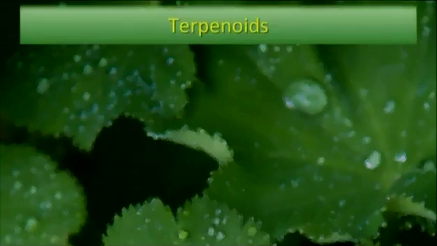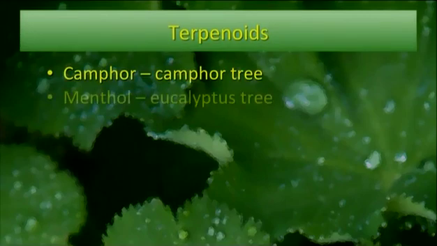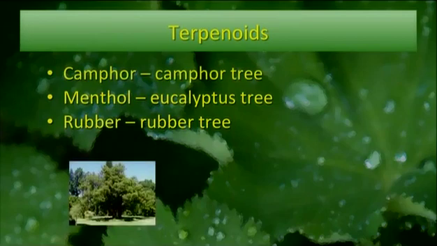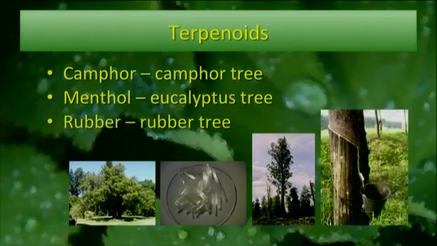The third group are the terpenoids, and they include camphor from the camphor tree, menthol from the eucalyptus tree, and rubber from the rubber tree. So those are the secondary metabolites.